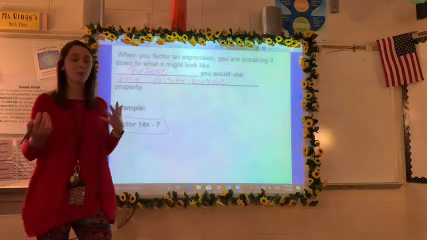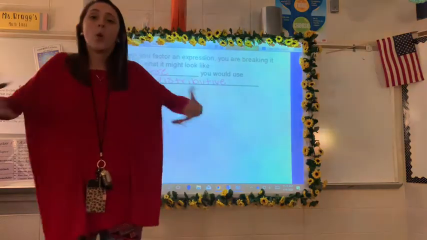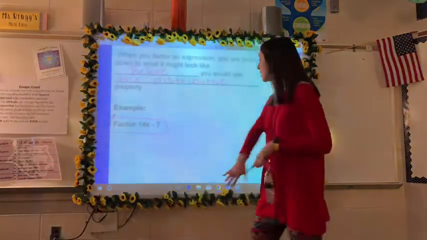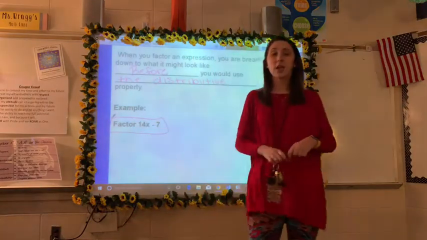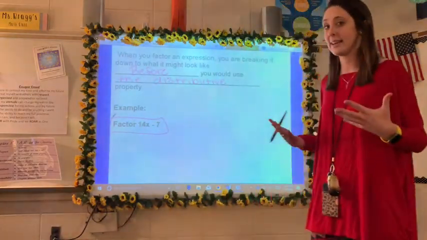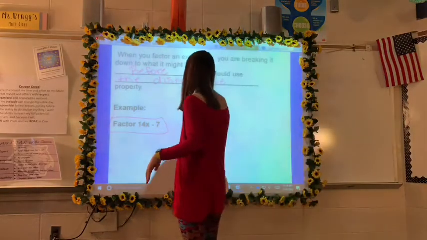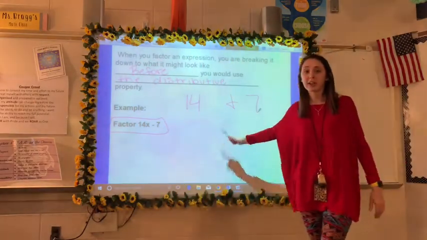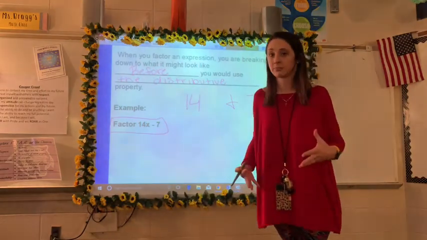So for example, we are looking at this. We have 14x minus 7. We want to factor that, okay? First, what I want us to do is ignore this variable, okay? So let's just look at it as 14 and 7. Those are our two numbers. We have 14 and we have 7. We want our greatest common factor of both of those numbers.